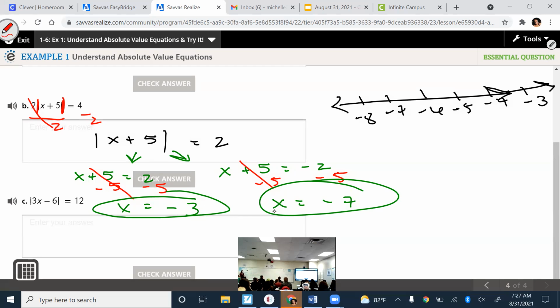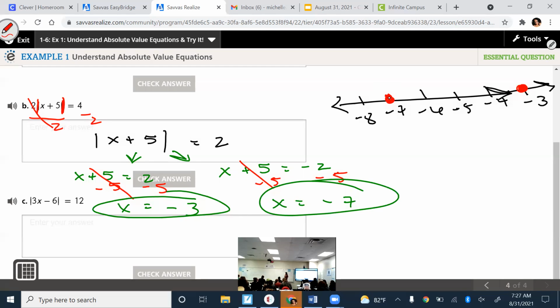Closed, right? This isn't an inequality yet. It's not less than or greater than. It has equal to in there. X is equal to negative 3. So we should have a closed circle on the negative 3. Over here, again, closed circle on the negative 7.